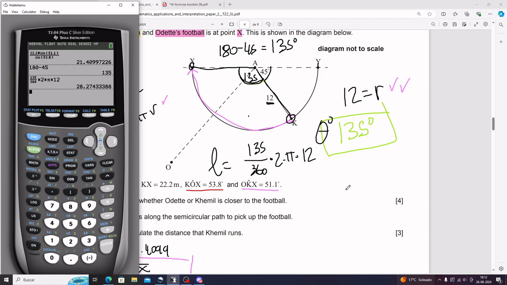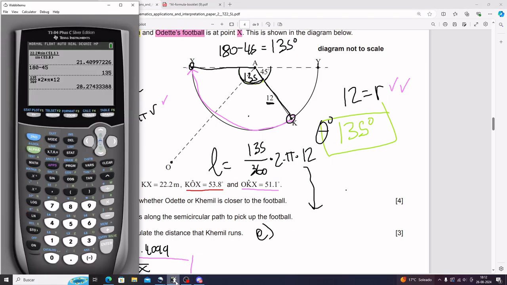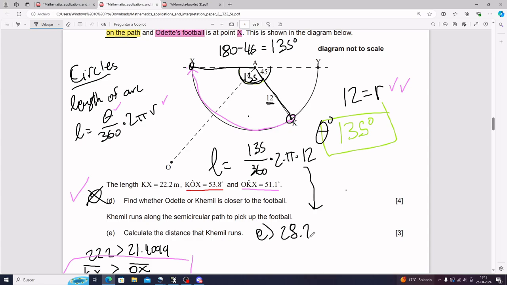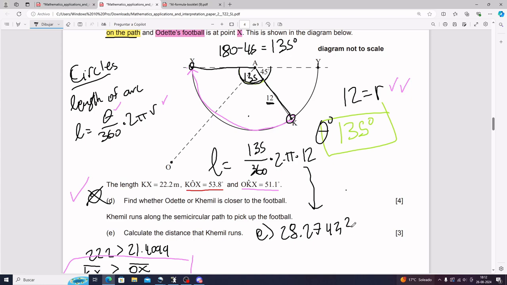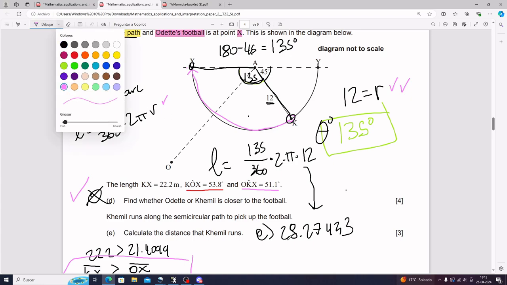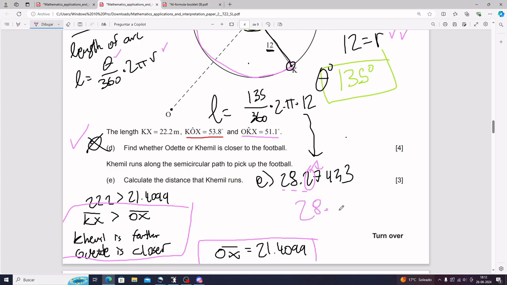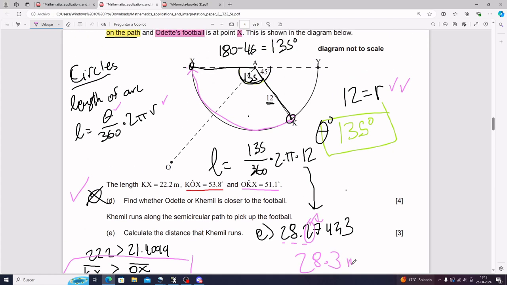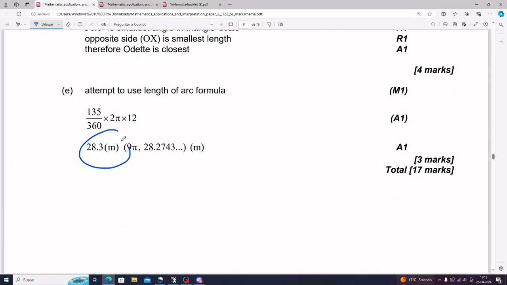The distance that Khemil runs has to be, for part E, following this formula right there, 28.27433. If you like significant figures, you can count 1, 2, 3. Do you round it up or keep it the same? You round it up. Make sure you put your units. We are talking about meters all along this exercise. I show you the answer so that you believe me. There it is. All right.